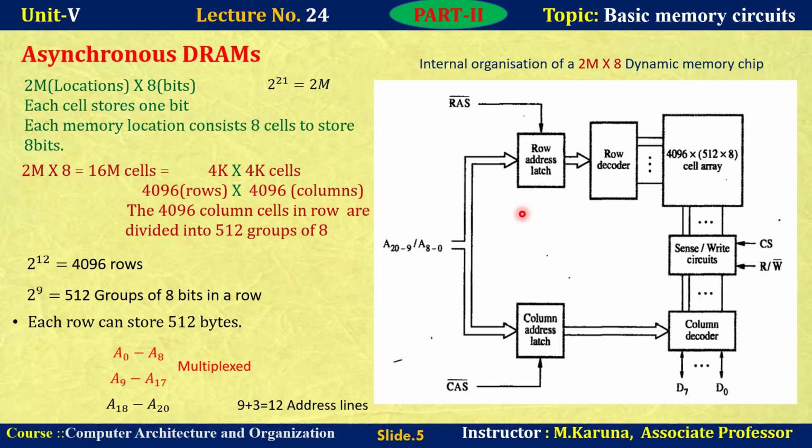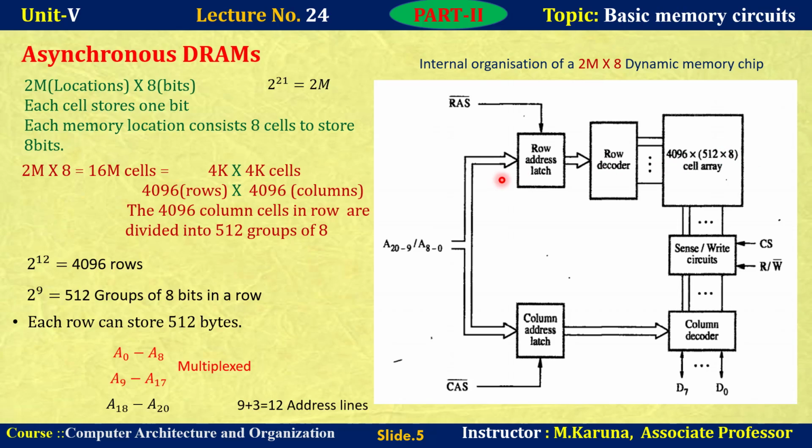The row address is applied first. It is loaded into the row address latch in response to a signal pulse on the row address strobe. This is the row address strobe input of the chip. Then a read operation is initiated in which all cells on the selected row are read and refreshed.